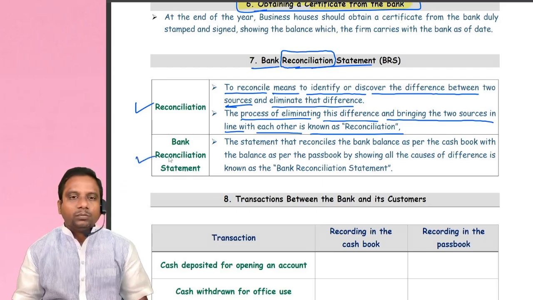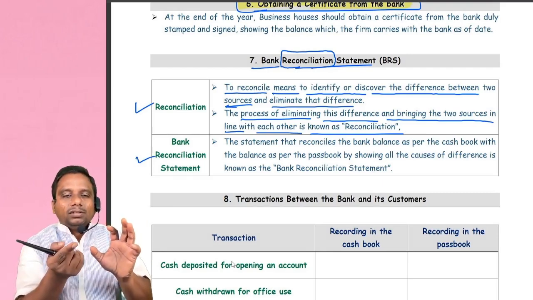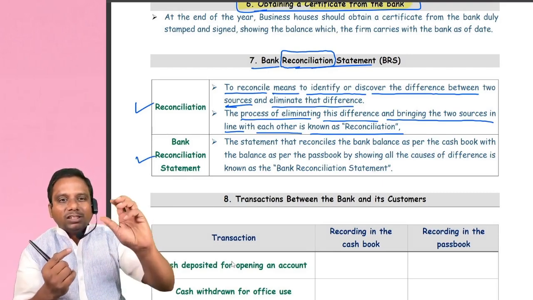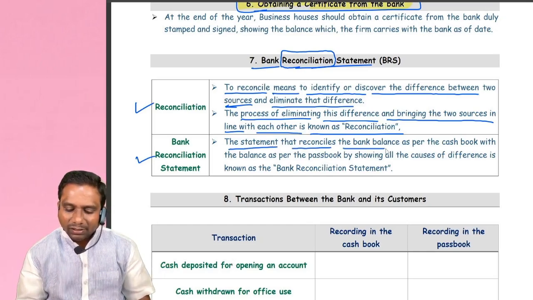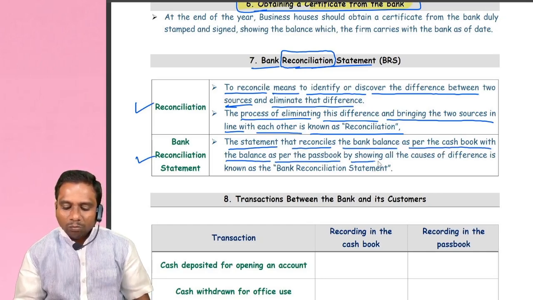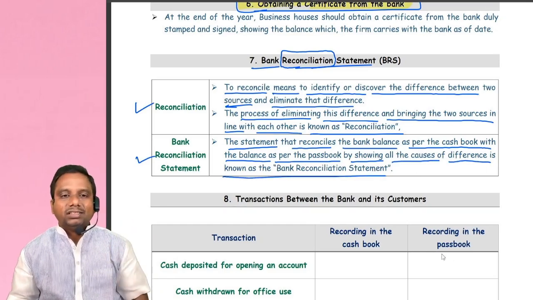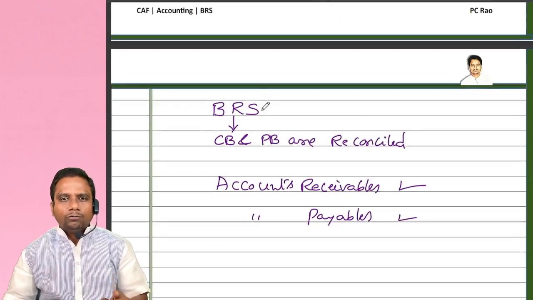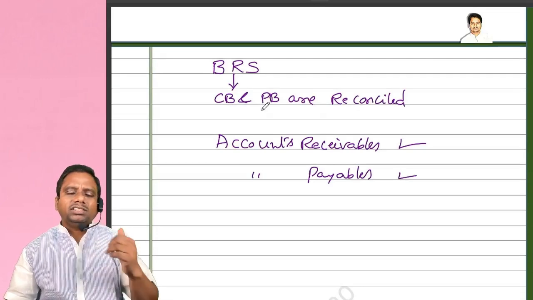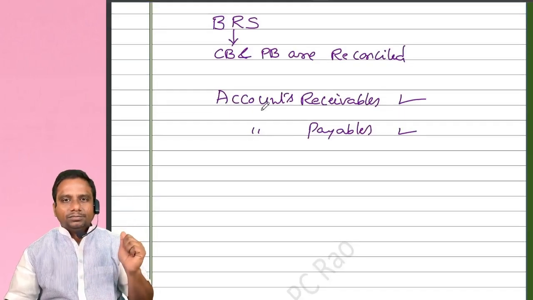Bank reconciliation means the reconciliation technique we apply for checking the bank balance as per the cash book and the passbook. The statement that reconciles the bank balance as per the cash book with the balance as per the passbook by showing all the causes of difference is known as the bank reconciliation statement. If the same reconciliation technique is followed for accounts receivable, it is nothing but an accounts receivable reconciliation statement, or accounts payable reconciliation. Hope you are following.